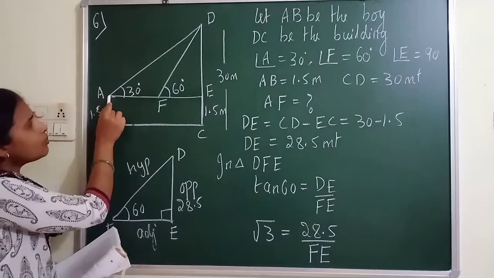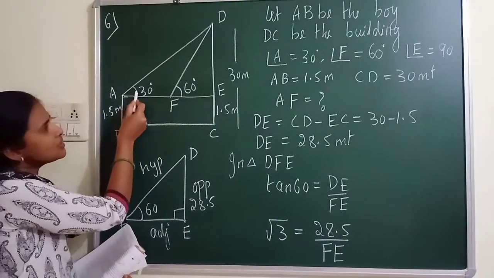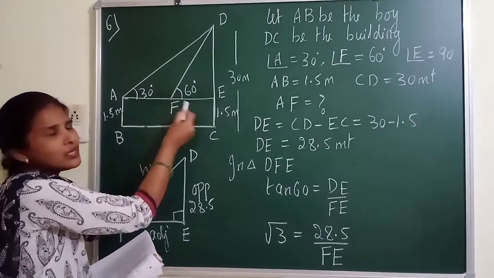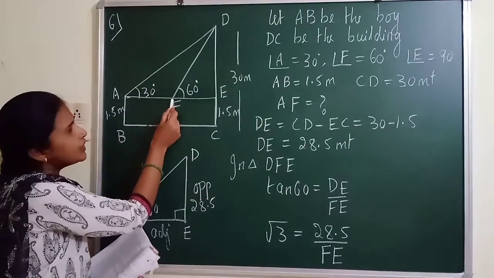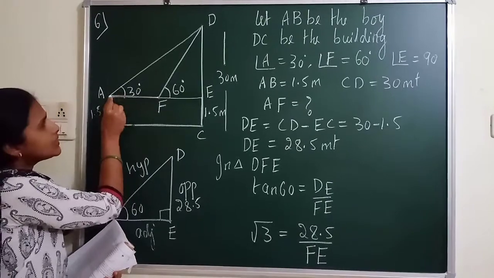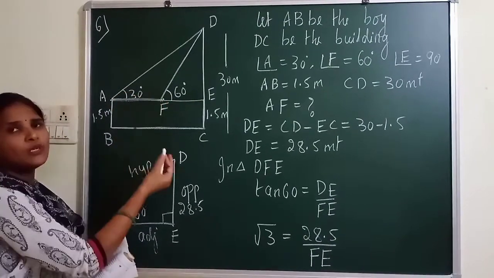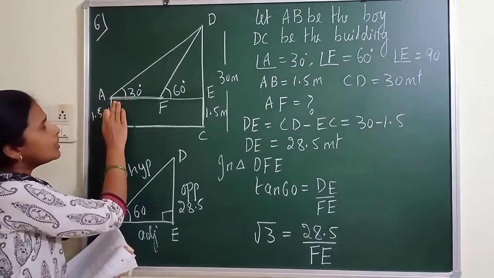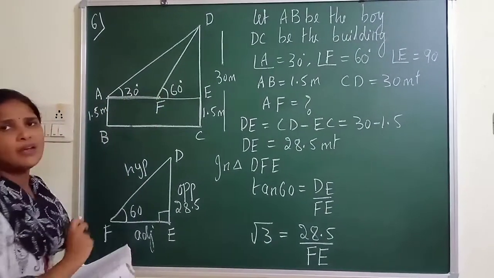Means the boy is moving towards the building where the angle of elevation is changing from 30 degree to 60 degree. First it was 30 degree. He has moved from A to F, which means the distance walked by the boy is nothing but AF. He is asking to find the length of AF, meaning how much distance the boy covered from angle 30 degree to 60 degree. So now we should find AF.